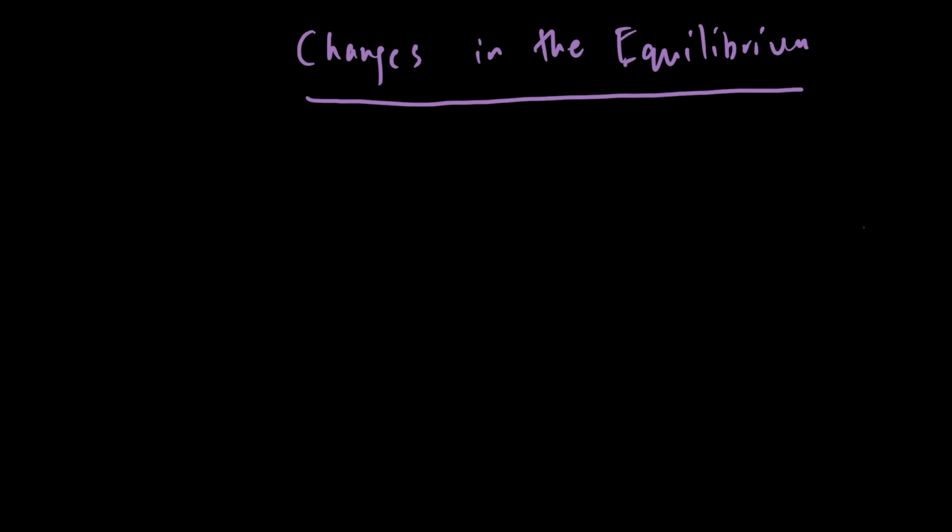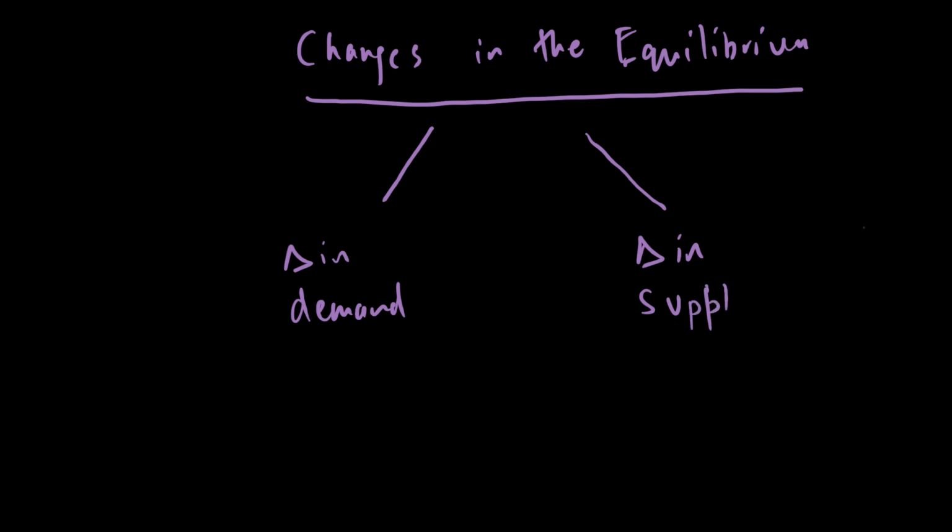Now that we've established the equilibrium, let's talk about what can result in changes in market equilibrium. We say any change in demand or a change in supply can result in a change in market equilibrium. So I'll now show you some examples of how changes in demand or changes in supply or both can result in market equilibrium to change.